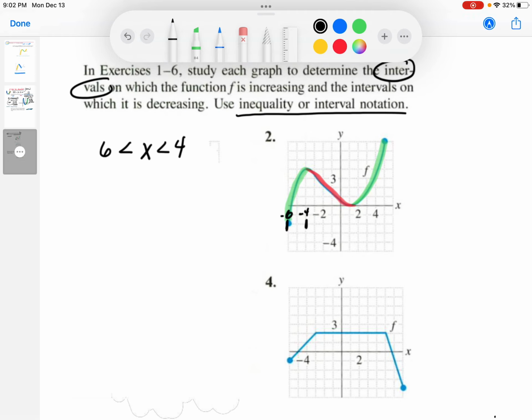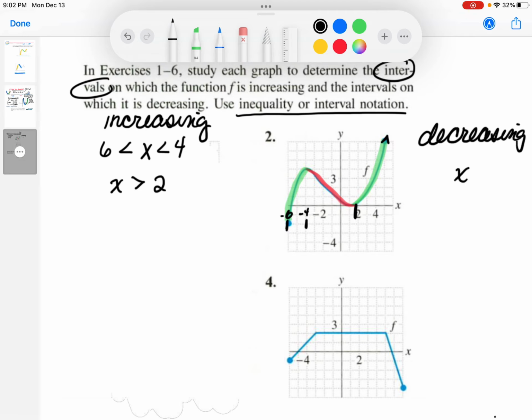And then again, green section, it's increasing. Let's pretend that this is continuing to go up. It's increasing for where x is greater than 2. And then the red section looks like it's between, let's emphasize this, that this is increasing. That's our intervals. And then decreasing, the section in red, it's decreasing between -4 and 2, okay?